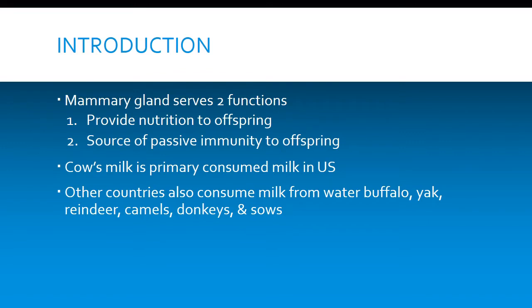From an introduction perspective, the mammary gland serves simply 2 functions: provide nutrition to the offspring and a source of passive immunity to those offspring. We look at cow's milk as the primary consumed milk in the United States, but it's important to realize that other countries consume milk from many other species, whether it's water buffalo all the way down to camels, donkeys, and sows. So they're important in other areas. And I will tell you, there are some American researchers studying other species and looking at their milk production to see if there's anything that we can breed into American dairy cows that might be successful.